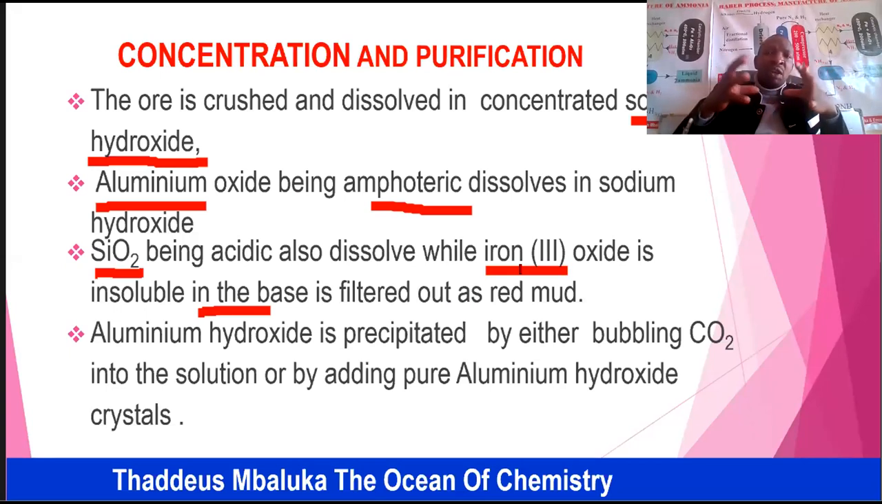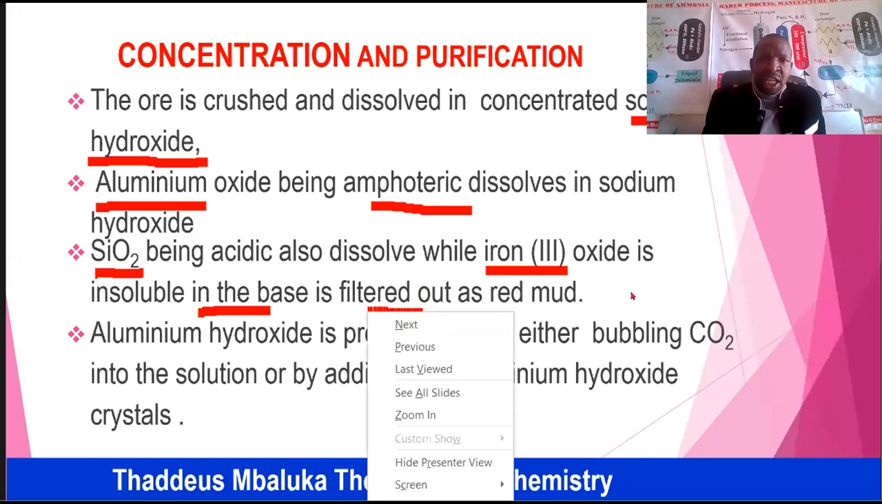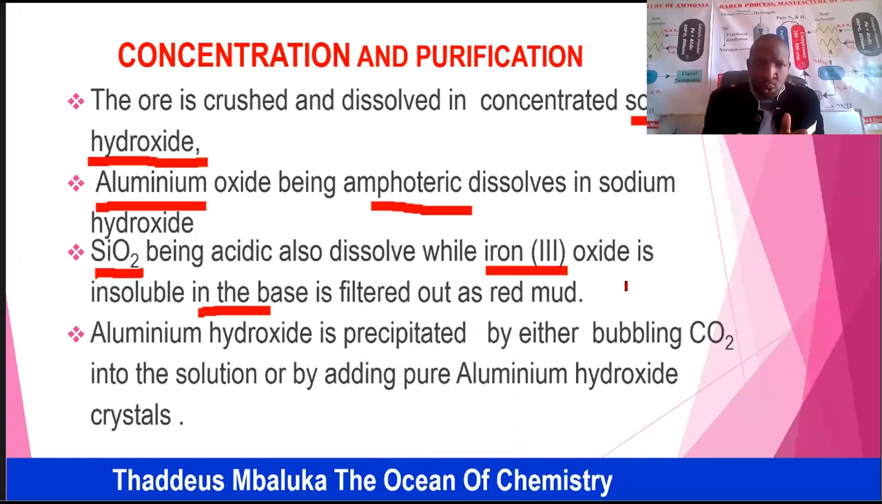We are saying the main component in this ore is aluminium oxide, we have silica, we have iron 3 oxide. So when you add sodium hydroxide, silica is acidic, it will dissolve in sodium hydroxide. Aluminium oxide is amphoteric, it will also dissolve in sodium hydroxide. Therefore, the remaining component, iron oxide, both iron 2 and iron 3, will not dissolve. So you filter. Once you filter, the iron 3 oxide will be filtered out as red mud. So the residue here will be the iron 3 oxide or the iron 2 oxide.